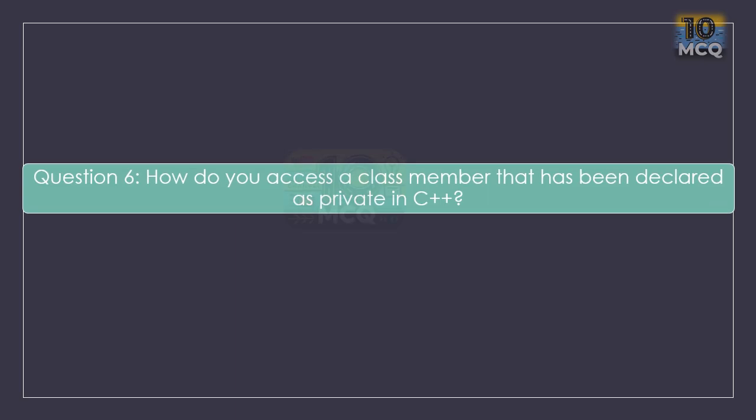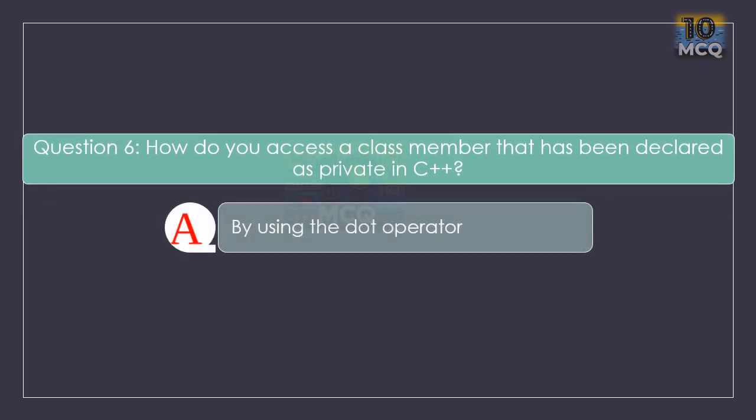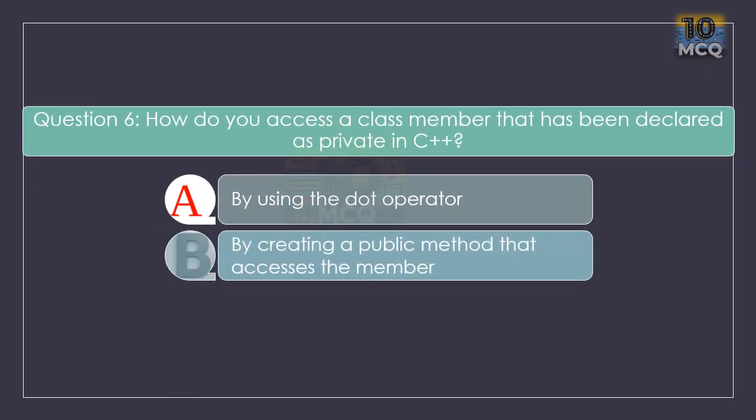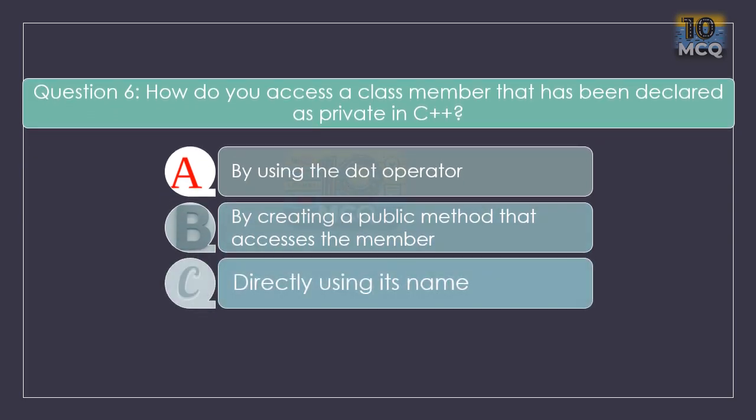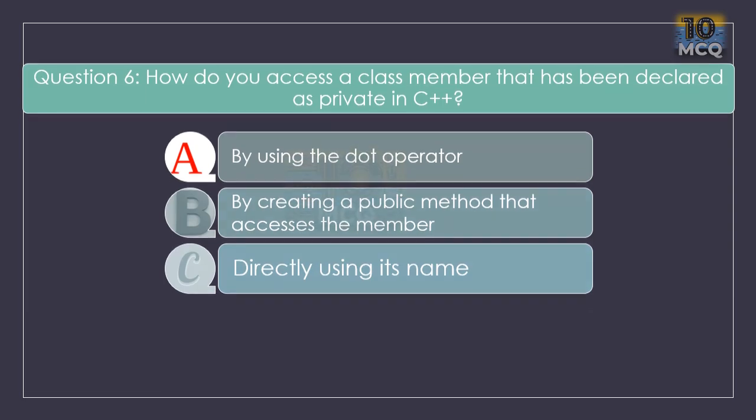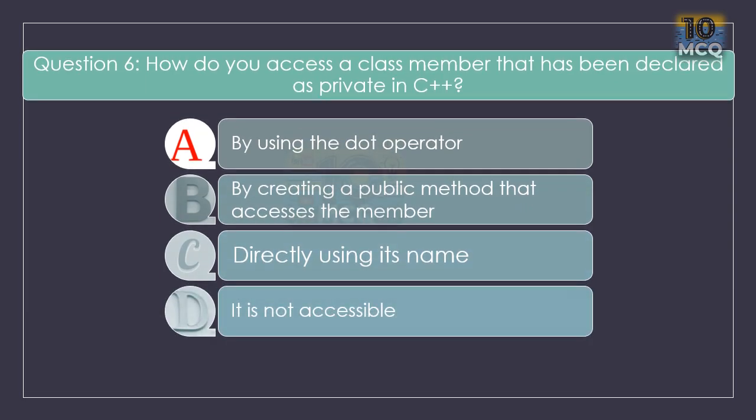Question 6. How do you access a class member that has been declared as private in C++? Option A, by using the dot operator. Option B, by creating a public method that accesses the member. Option C, directly using its name. Option D, it is not accessible. The correct answer is option B, by creating a public method that accesses the member.